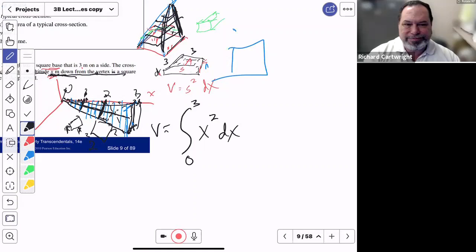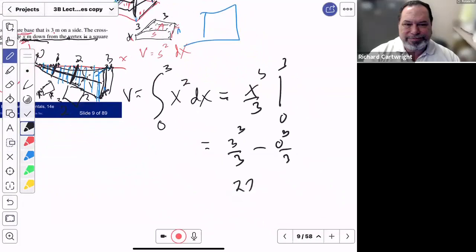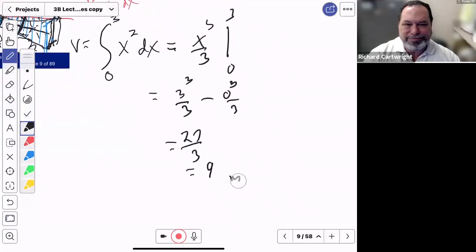I'm going to do the work now. That becomes x cubed over three from zero to three. That becomes 3 cubed over 3 minus 0 cubed over 3. That gives me 27 over 3, which is 9. And the units were in meters. So since I'm doing volume, I'll do meters cubed.